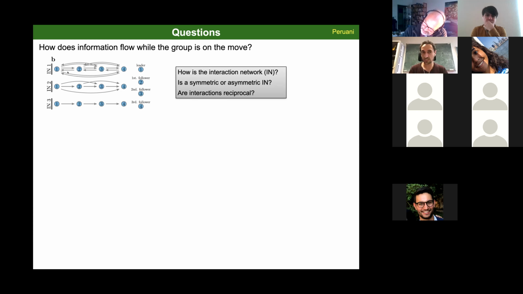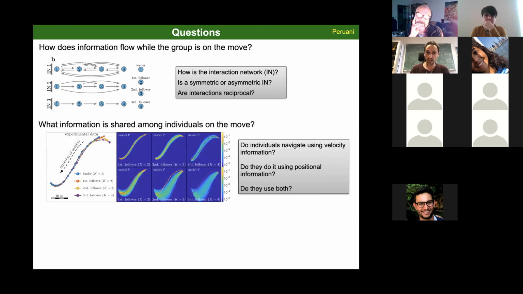What we want to know about what I'm going to call the interaction network is whether it is symmetric or asymmetric, and, related to that, whether the interactions are reciprocal. The other question is, while the group is on the move, what is the information that they are sharing? Another way of saying it is that we want to know whether the navigation during that collective motion phase is by exchanging velocity information, or positional information, or both of them.